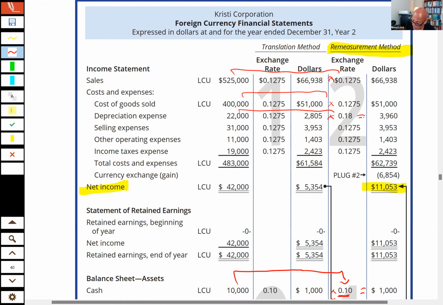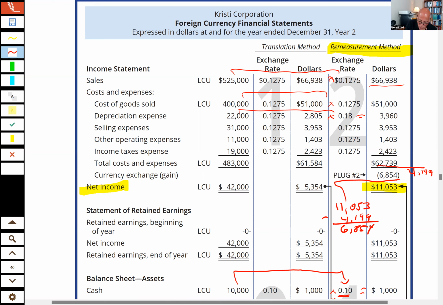Now, when I do that and I take my total revenue minus my total expenses, the difference between those two numbers is 4,199. In other words, they're saying your net income should be 4,199. But I already told you that it's 11,053. So I plug a number in there. The difference between the 11,053 and the 4,199 is that 6,854 number, so that the income statement works.